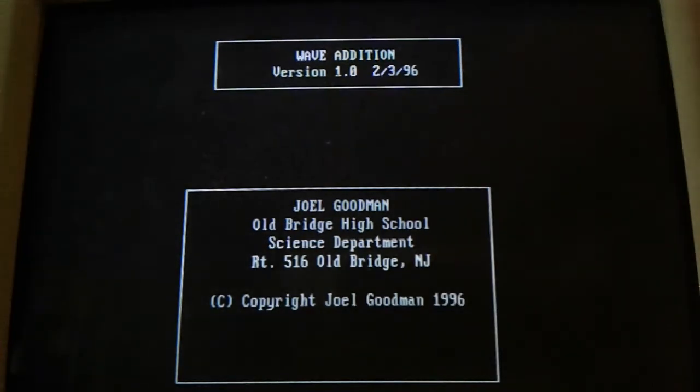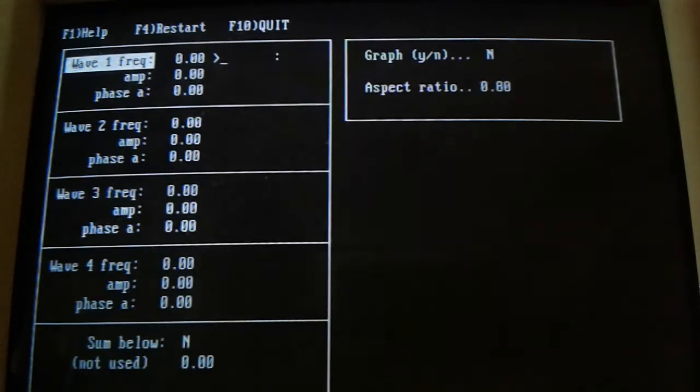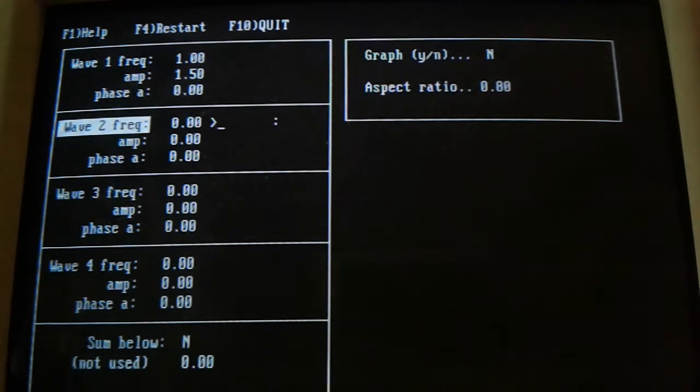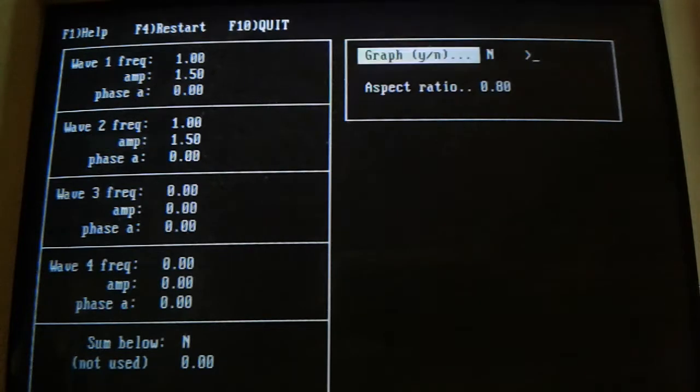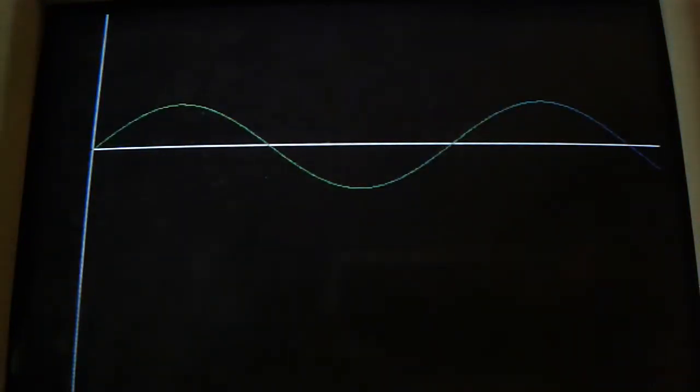Here's an oldie, my wave addition program, which is going to simulate the superposition principle. Let's put in a frequency of 1 Hertz, amplitude of 1.5 in arbitrary units, another frequency of 1 Hertz and 1.5, same amplitude. Let's see what these graphs look like. We have the first wave, the second wave, which is identical, and what do you think the sum of these two waves will look like?